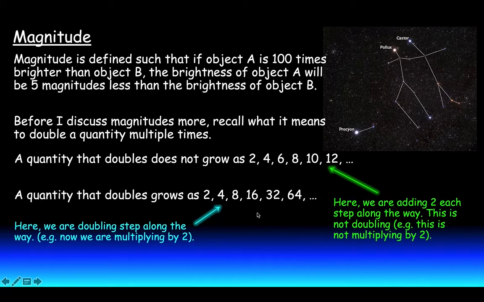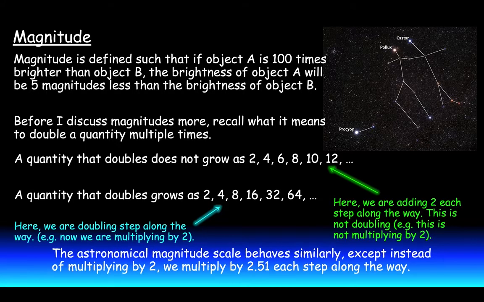We are doubling. And this second way of increasing a quantity is how we kind of want to think about magnitude. Now, the astronomical magnitude scale behaves just like doubling a quantity, but instead of doubling, which is the same thing as multiplying by 2, we're going to multiply by 2.51 each step along the way. Now, this number 2.51 does seem odd, but I'm going to show you in a moment where it comes from, why it is.